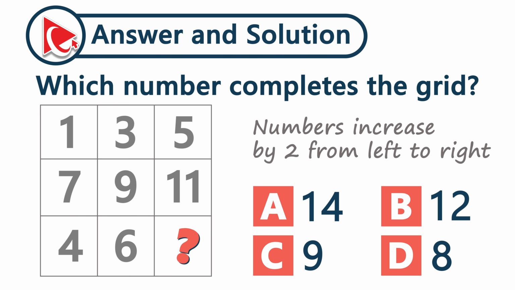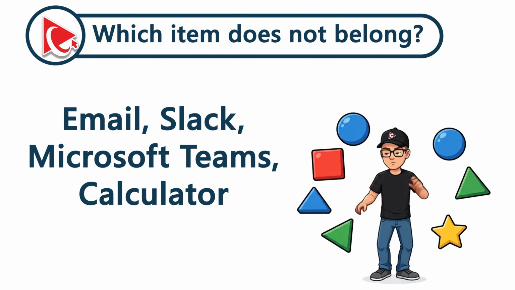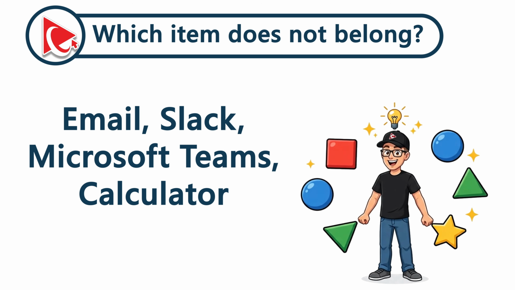The missing number in the last row is 8, because 4, 6, and then 8 continues the same +2 sequence, and the final answer is choice D, 8. This is a clever assessment test question because it checks whether you notice the pattern before making a quick choice.